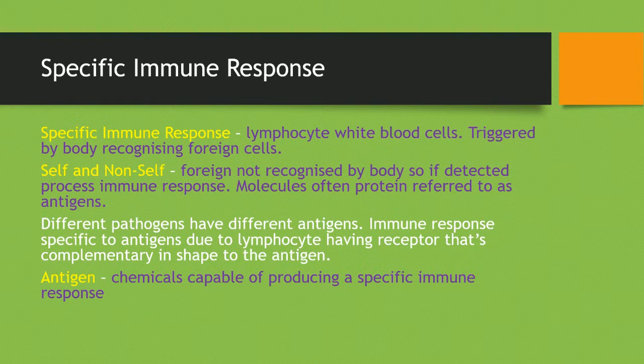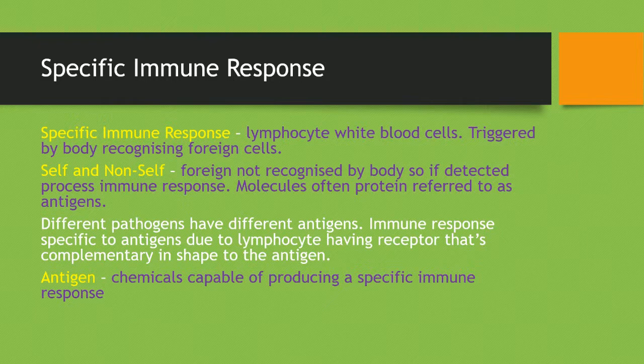So now we're going to talk about the specific immune response. This occurs through your lymphocytes, which are white blood cells. So lymphocyte white blood cells are your specific immune response, and it's triggered by the body recognizing foreign cells. We talked a little bit about foreign cells in transplants and blood transfusions. So there's self and non-self. A foreign or non-self cell will not be recognized by the body, and so if it is detected, it will trigger the immune response.